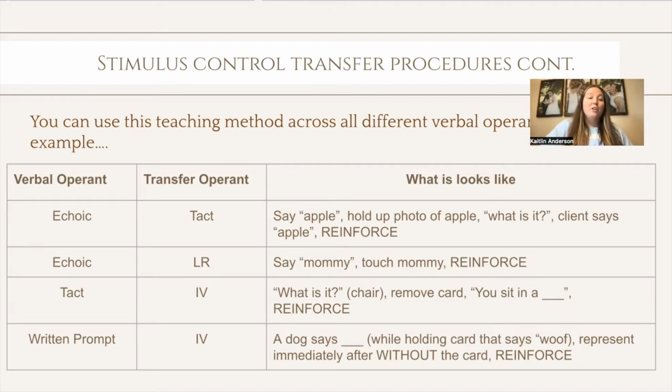Another example would be for the tact to intraverbal. Showing them a picture. What is it? Chair. You remove the card, immediately say you sit in a, they say chair. Next, we are going to watch a short video on a stimulus control transfer procedure example.